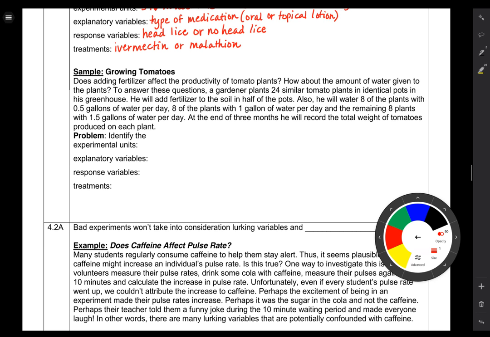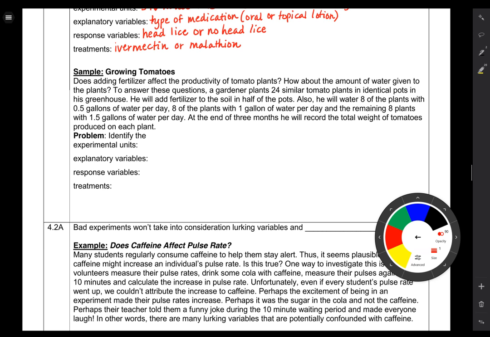Also, he will water 8 of the plants with half gallons of water per day, 8 of the plants with 1 gallon of water per day, and the remaining 8 plants with 1.5 gallons of water per day. At the end of 3 months, he will record the total weight of tomatoes produced on each plant. So your productivity is going to be the total weight of the tomatoes. And then you have some of those variables listed too, and there's more than one.